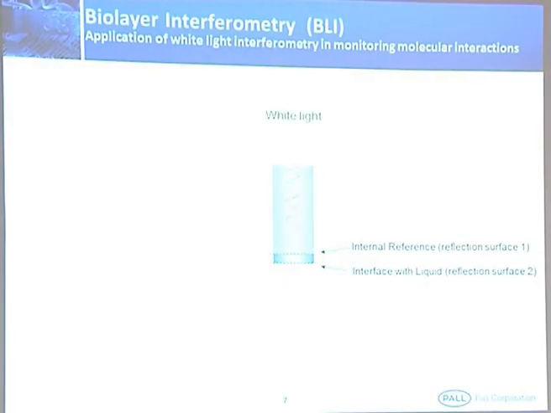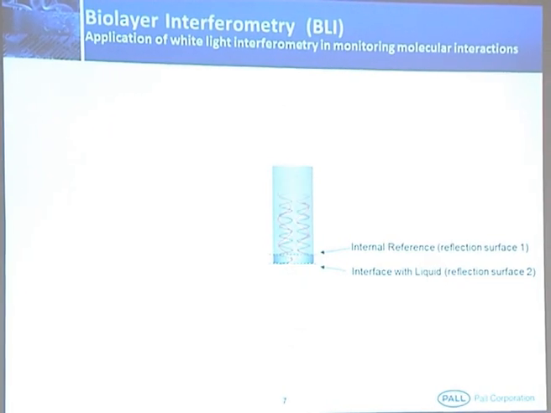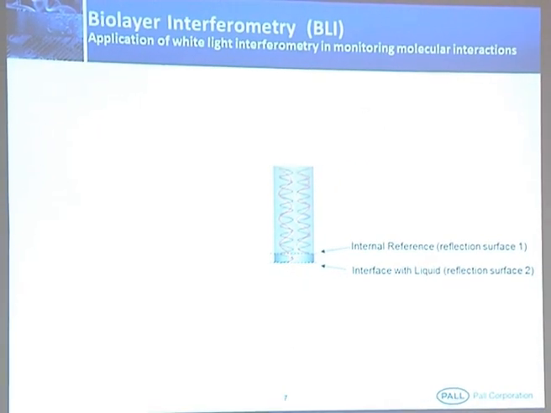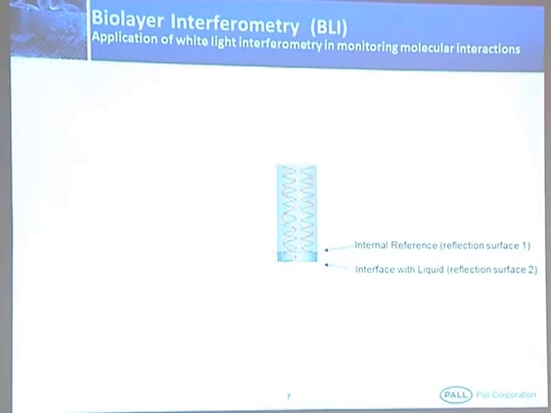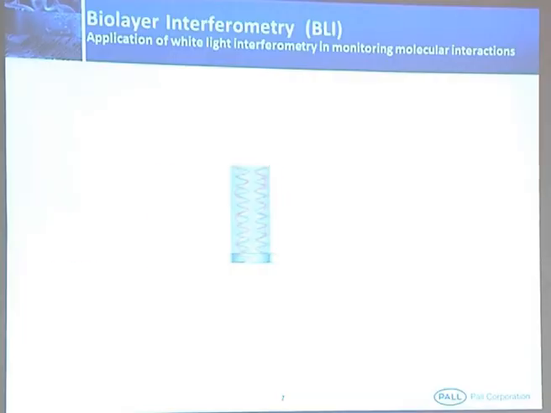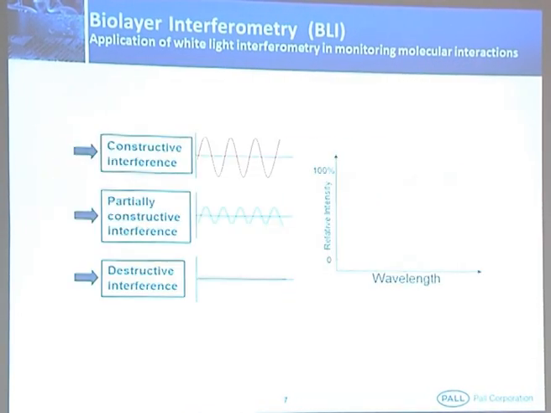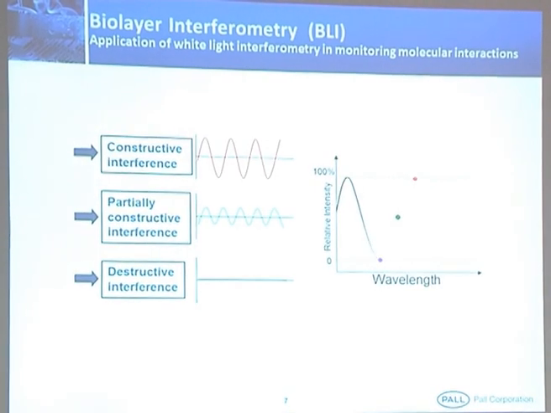I am passing a white light, okay. Light gets reflected back, one from the internal optical layer due to the matrix, another from the ligand end. So, you can see that all these waves show constructive as well as destructive interference. Constructive interference makes the signal rise, destructive interference makes the signal drop.